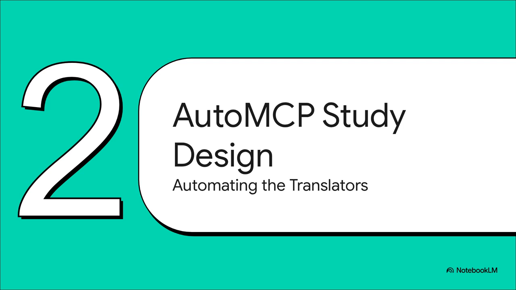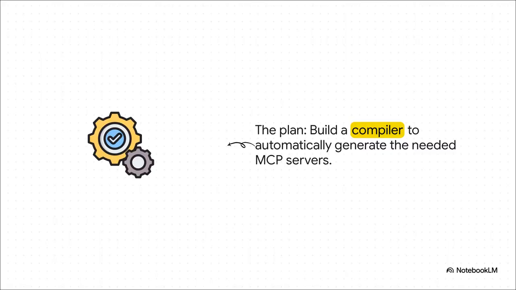And this is where their solution, a tool they built called AutoMCP, enters the picture. Their plan was, frankly, brilliant. Instead of having a human write the translator code, they decided to build a compiler to do it for them. Now, if you're not a programmer, a compiler is just a tool that automatically translates code from one language to another. In this case, AutoMCP was designed to read a tool's public user manual, its API documentation, and just spit out a fully functional server that an AI could talk to instantly.